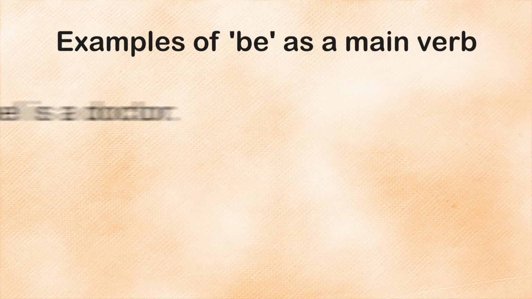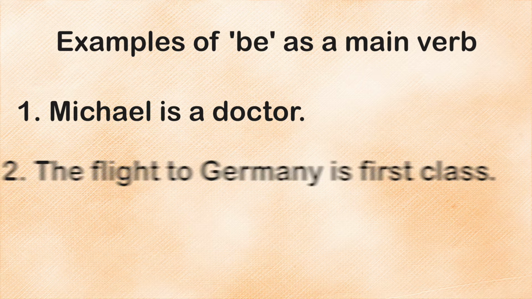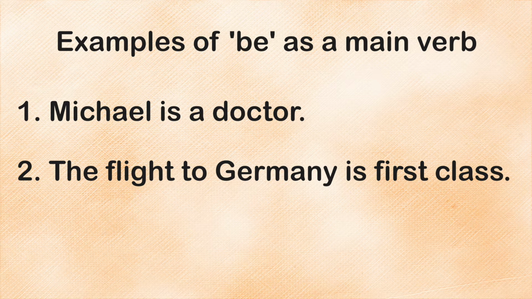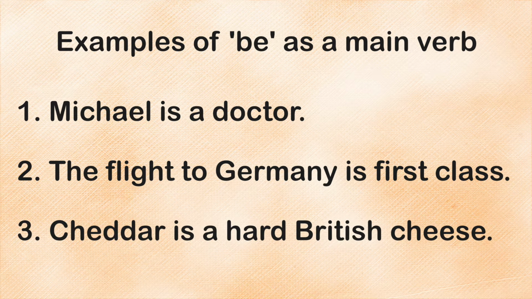Now, as a side note, the be verb can be used both as a main verb as well as an auxiliary verb, depending on how it's used. As a main verb, it complements an object or a noun, but as an auxiliary verb, it complements another verb. In the following statements, be is used as a main verb. Michael is a doctor. The flight to Germany is first class. Cheddar is a hard British cheese.